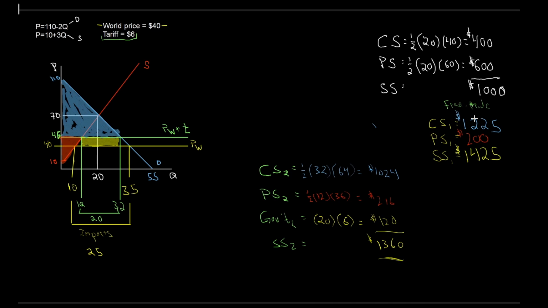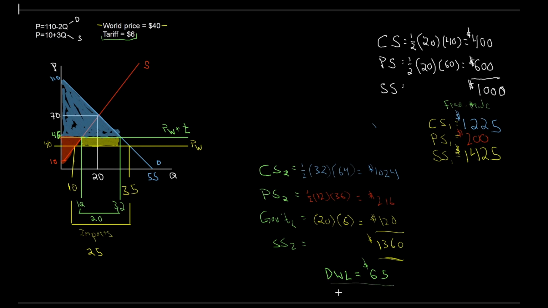We see that in relation to the free trade scenario, we are experiencing some deadweight loss. This was our highest possible social surplus. This is, of course, lower. So we have deadweight loss, and that's equal to the difference between the two. So 1425 less 1360. We have lost $65 worth of surplus because of this tariff we've put into place.